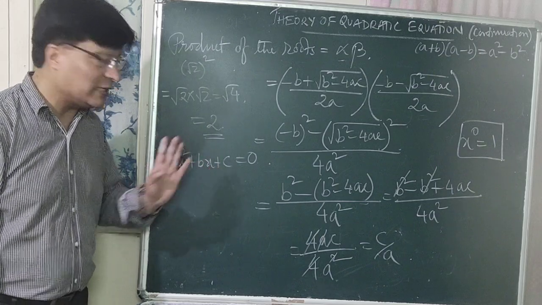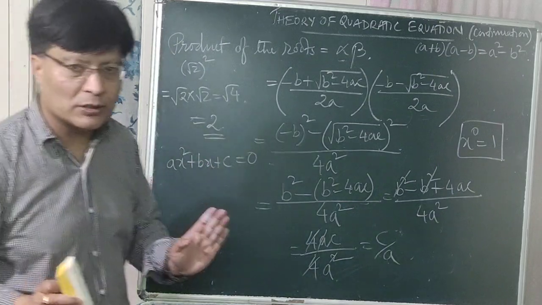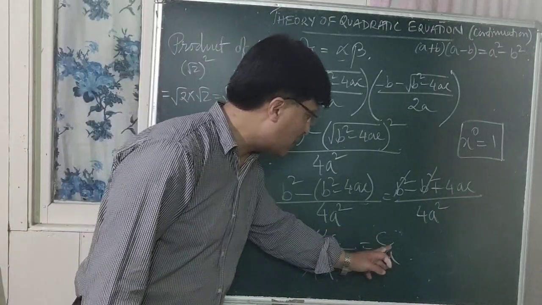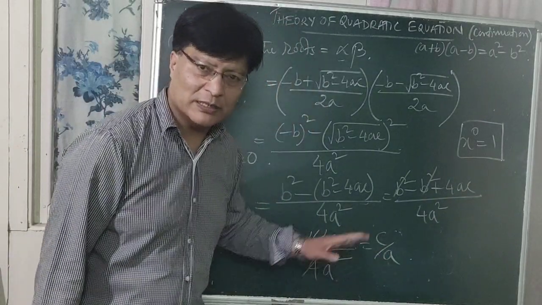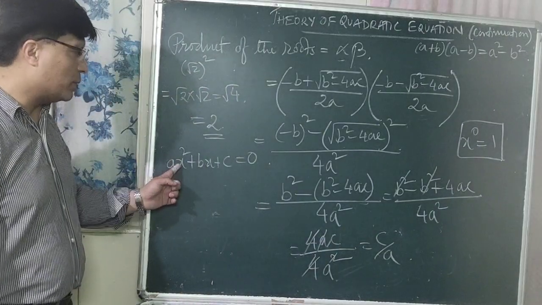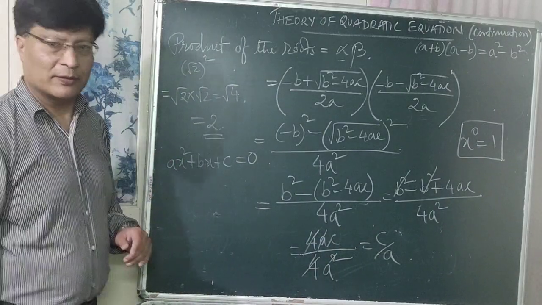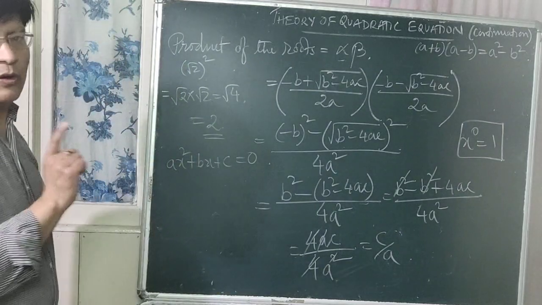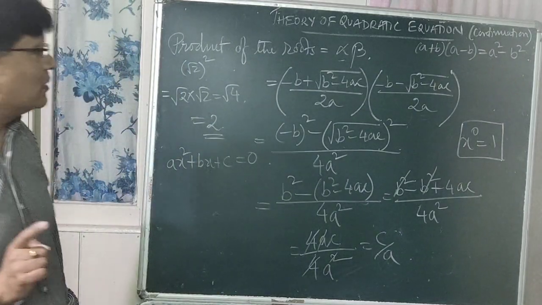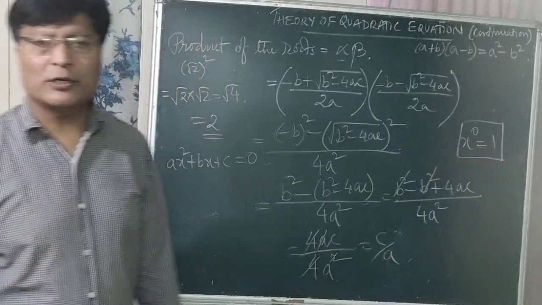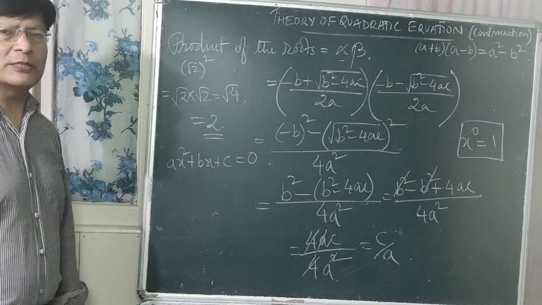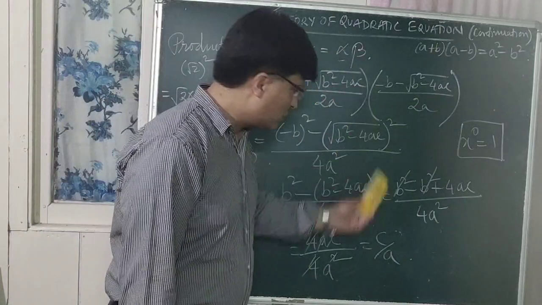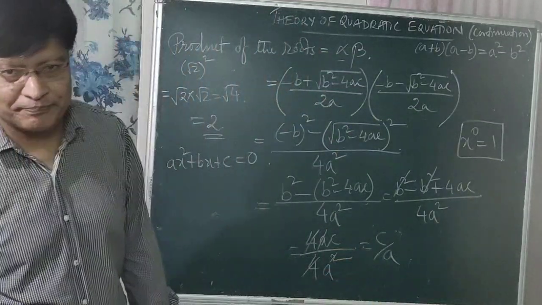b, and this c is known as the absolute constant term, right? The c upon a, what does it mean? c is the constant term divided by what is a? This is the coefficient of x square, right? So we can write down the formula here again. If alpha and beta are the roots of the quadratic equation ax square plus bx plus c is equal to 0, then alpha beta, that is the product of the roots, is equal to c by a. You can write it. Okay?